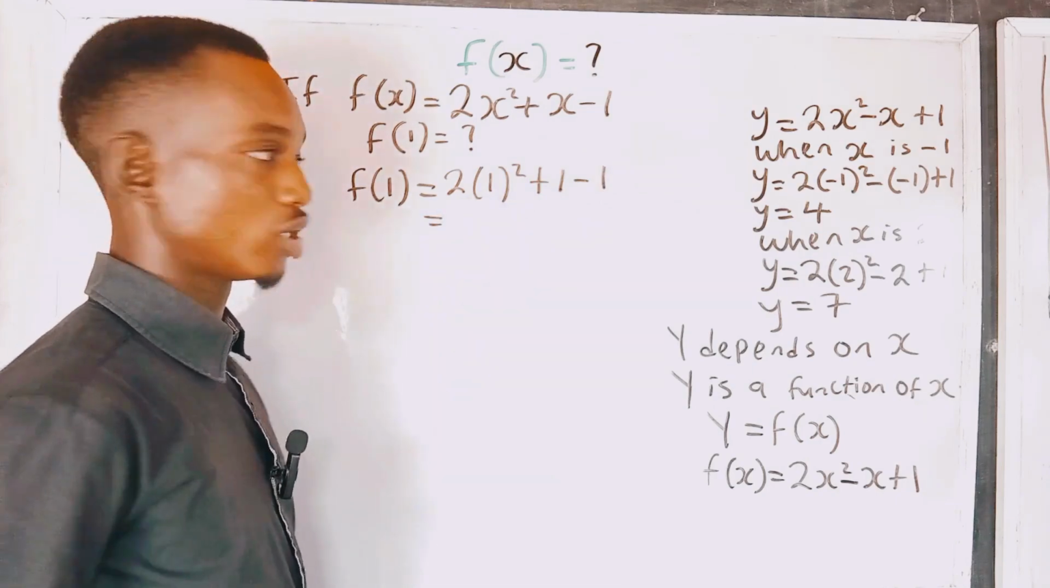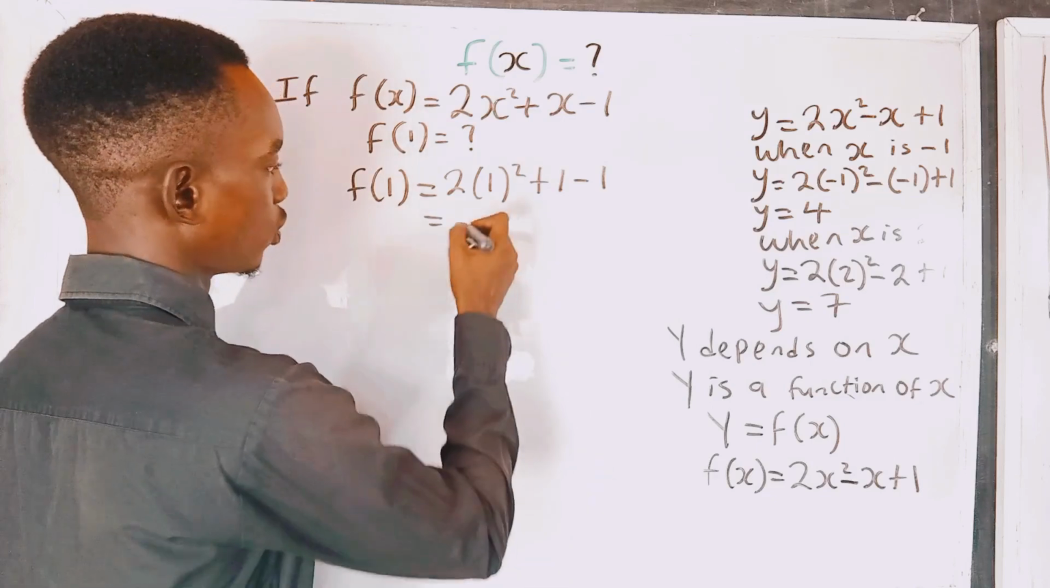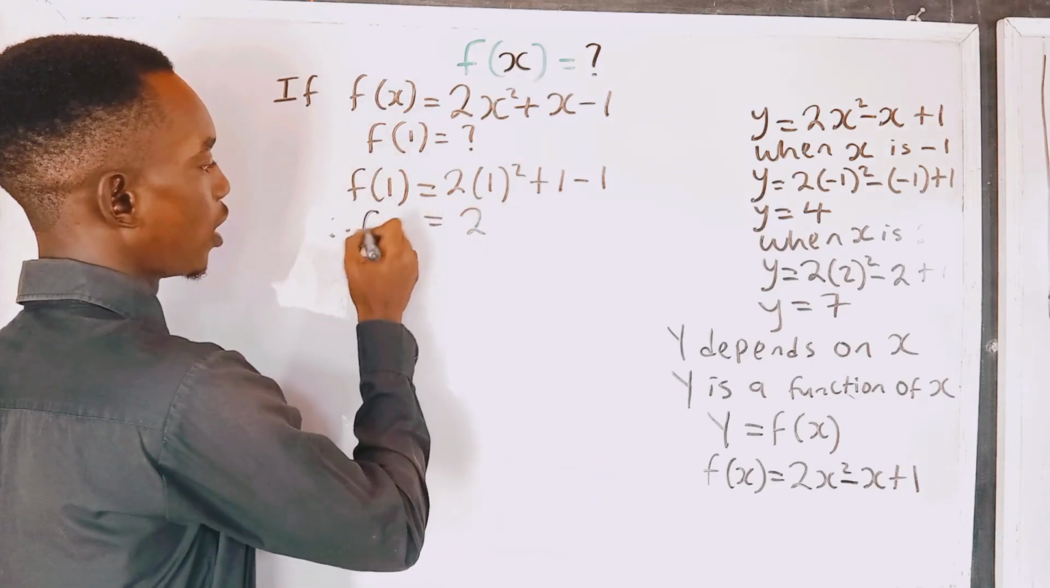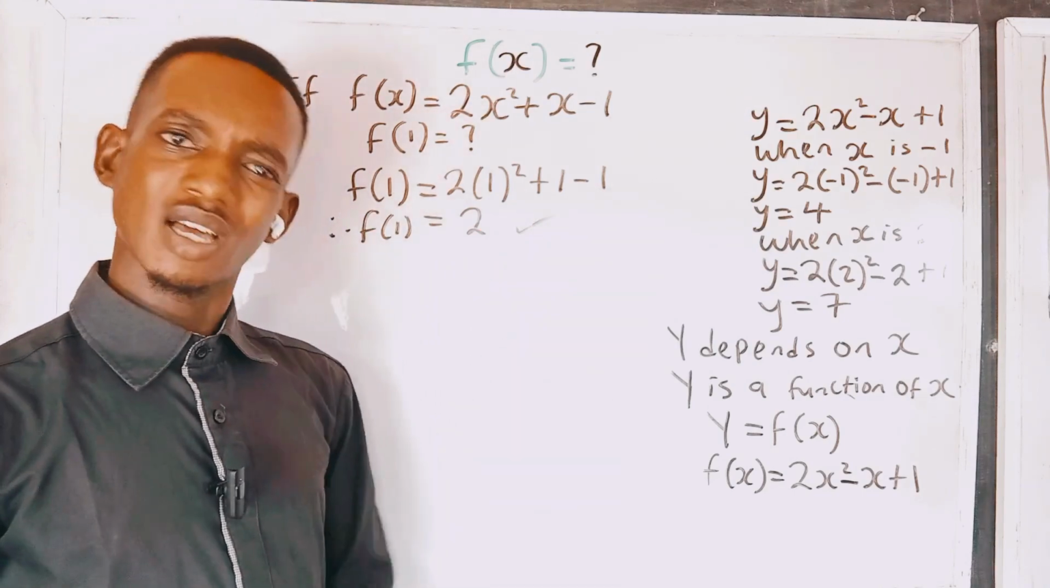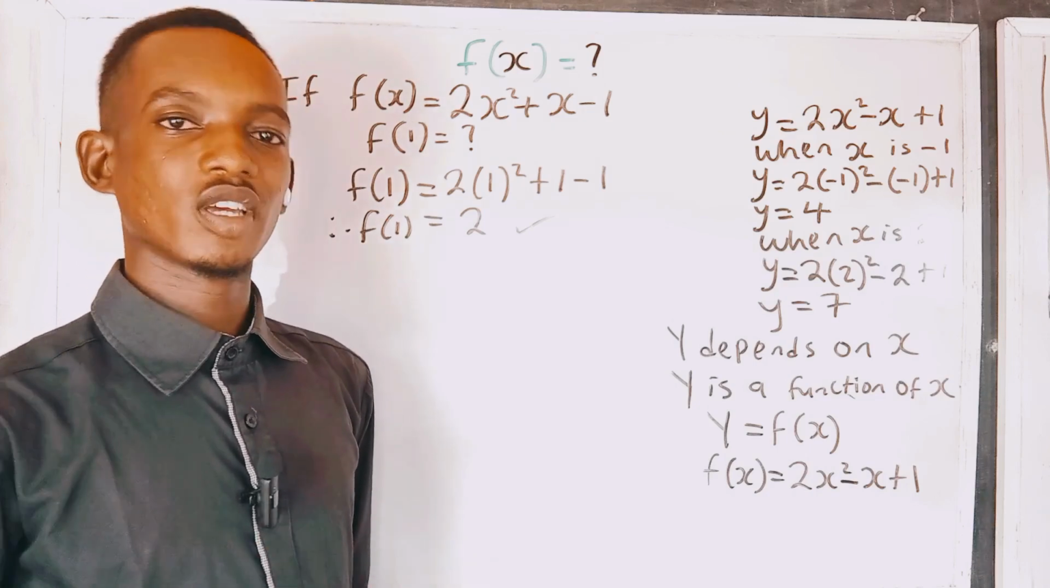So 2 times 1 squared is 2. 2 plus 1 is 3. 3 minus 1 is what? 2. Therefore, f of 1 is 2. Very simple. No problem. Now let's look at a second, more intricate question.